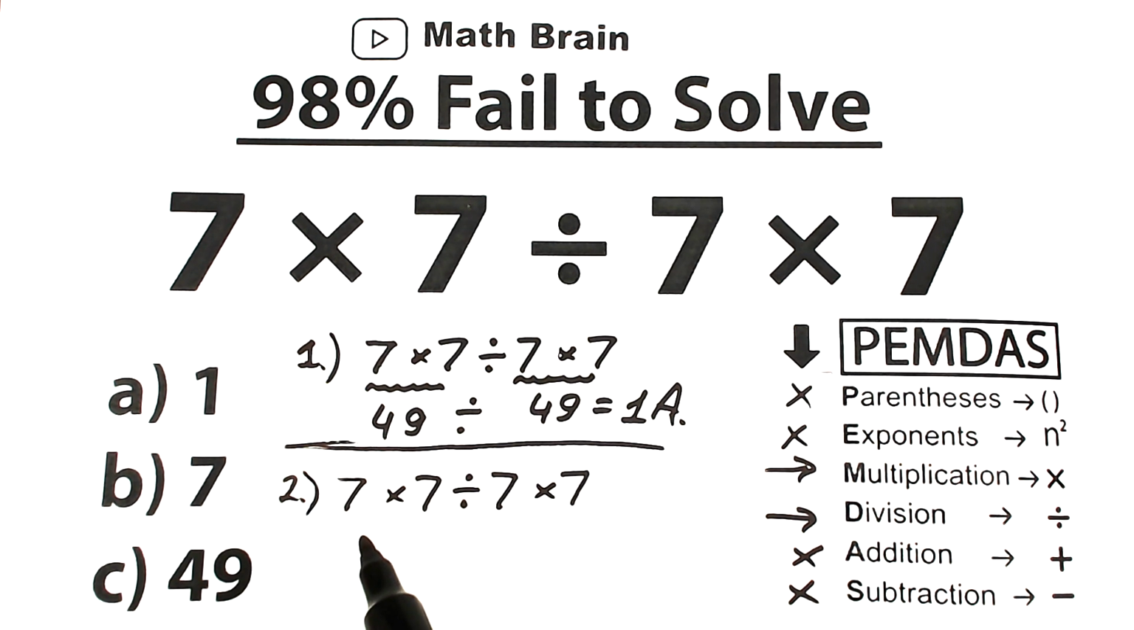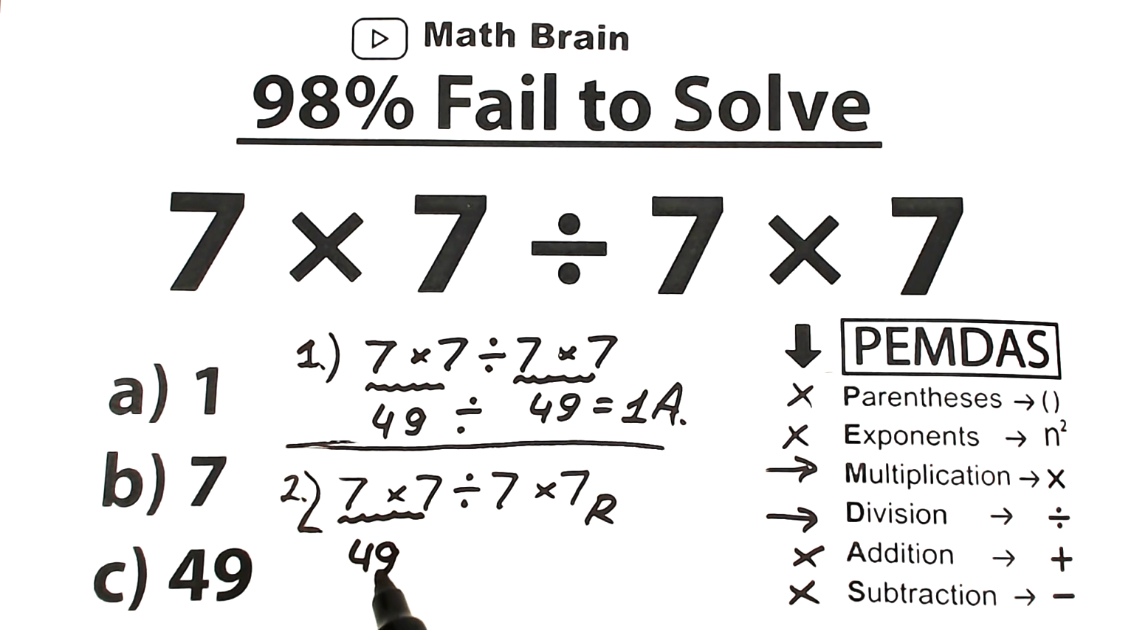Because, as I told you before, ordering randomly is really a bad thing. According to PEMDAS, multiplication and division have the same priority, so we should scan for the first sign from left to right. It doesn't matter which it will be, multiplication or division. In this case, the first sign from left to right is this multiplication, so we multiply 7 times 7, which is equal to 49.